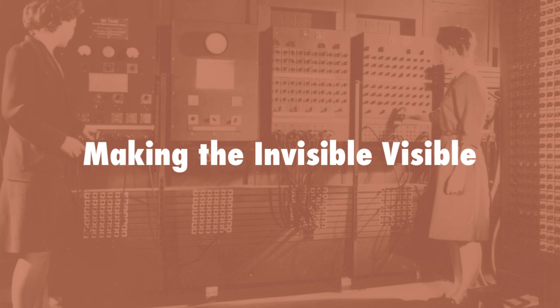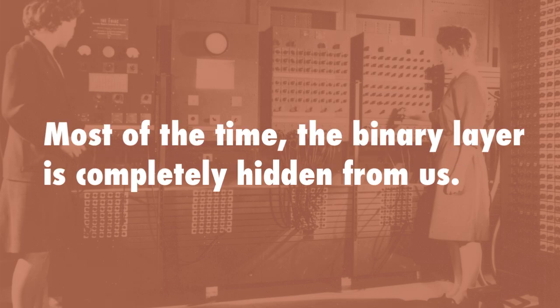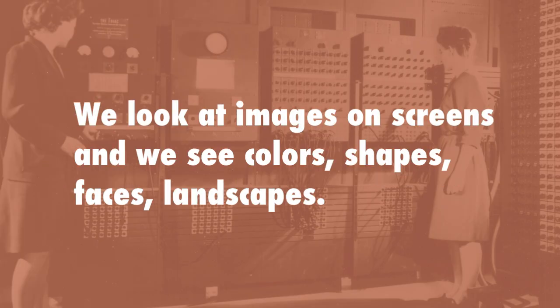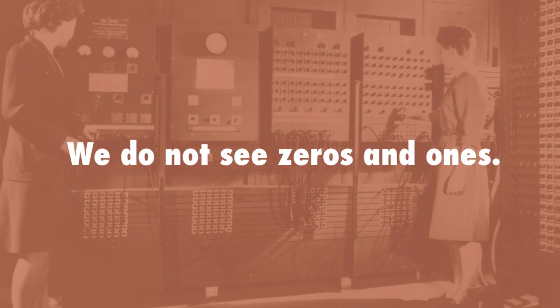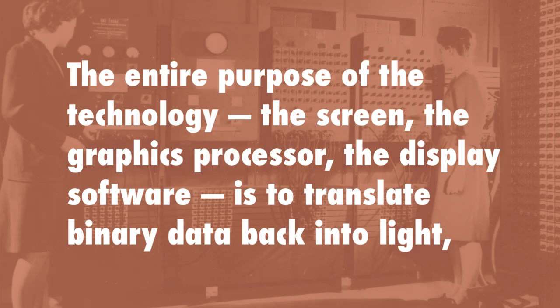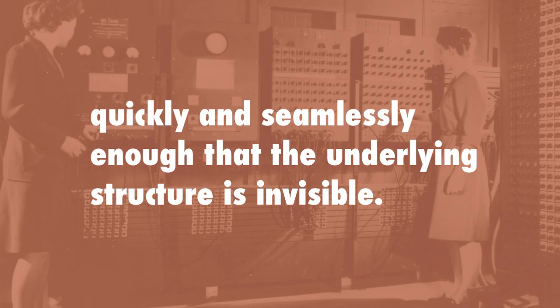Making the invisible visible. Most of the time, the binary layer is completely hidden from us. We look at images on screens and we see colors, shapes, faces, landscapes. We do not see zeros and ones. The entire purpose of the technology, the screen, the graphics processor, the display software, is to translate binary data back into light, quickly and seamlessly enough that the underlying structure is invisible.